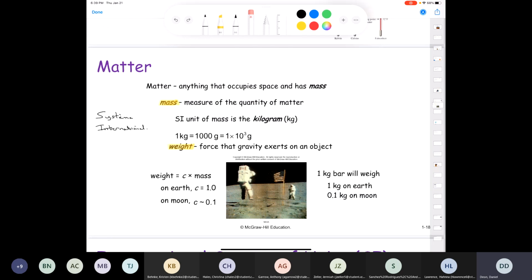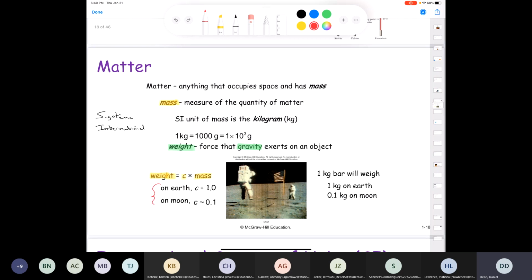Now, weight, on the other hand, that is something else, right? How much do you weigh? Well, it depends. It depends on where you are, because weight is a measure of the force that gravity exerts on an object. And gravity isn't the same everywhere in the universe, is it? It's not. Say, for example, you measure your weight on Earth, and then you were to measure your weight on the moon. If you want to calculate your weight, you can use this simple formula and say weight is equal to C, which is a constant, times mass. Now, that constant C is going to vary depending on where you are. And on Earth, C has a value of 1.